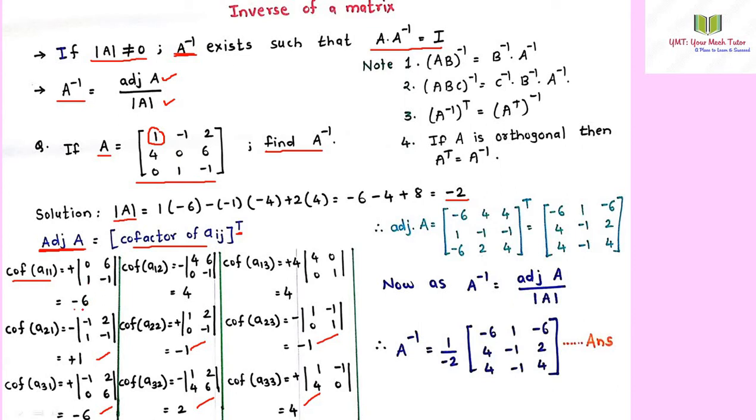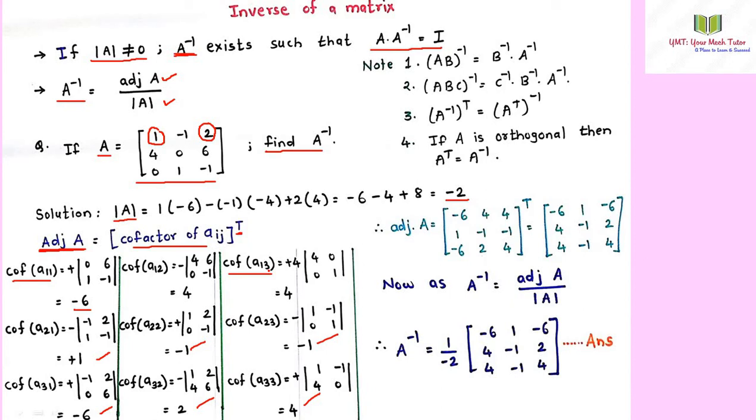Okay, so it will be what? Minus 6. Let us take cofactor of A13. So A13, that means first row, third column, that means this element 2. Okay, so what is cofactor of 2? So minus 1 to the power m plus n. M is what here? 1. What is n here? 3. So m plus n, it will be 4.